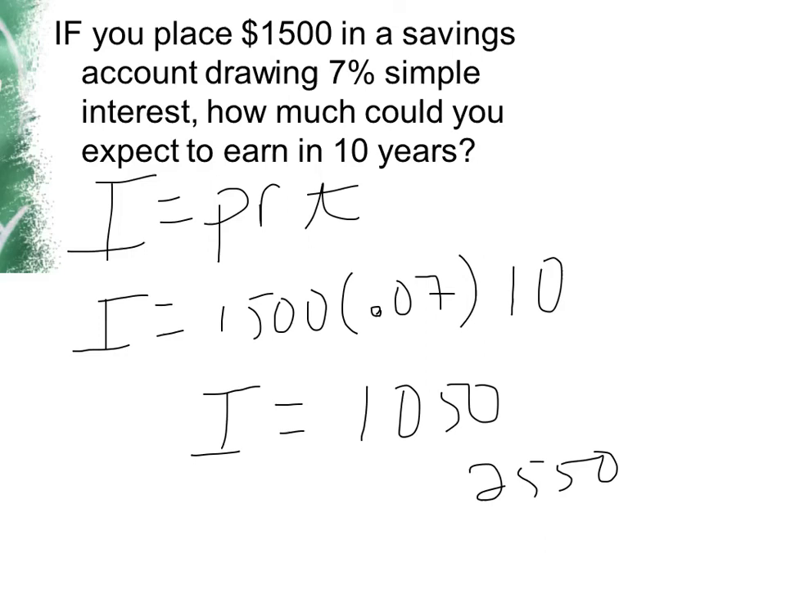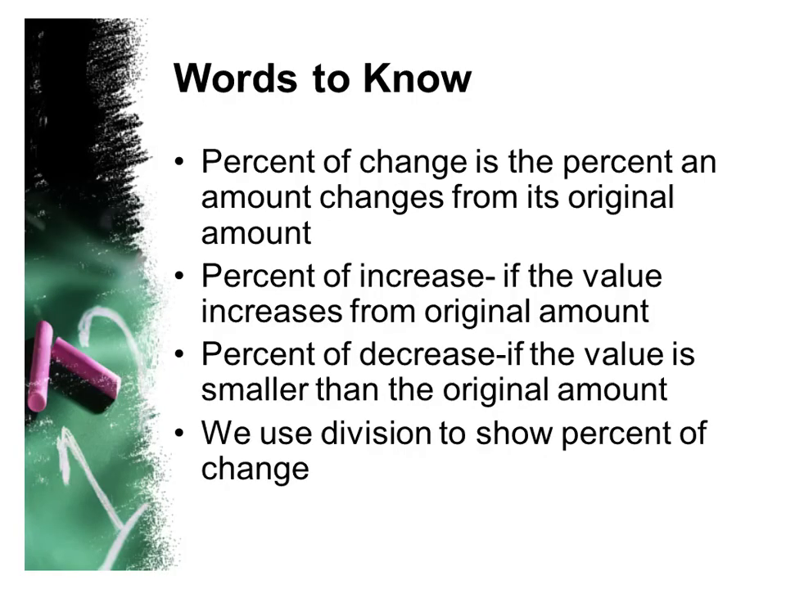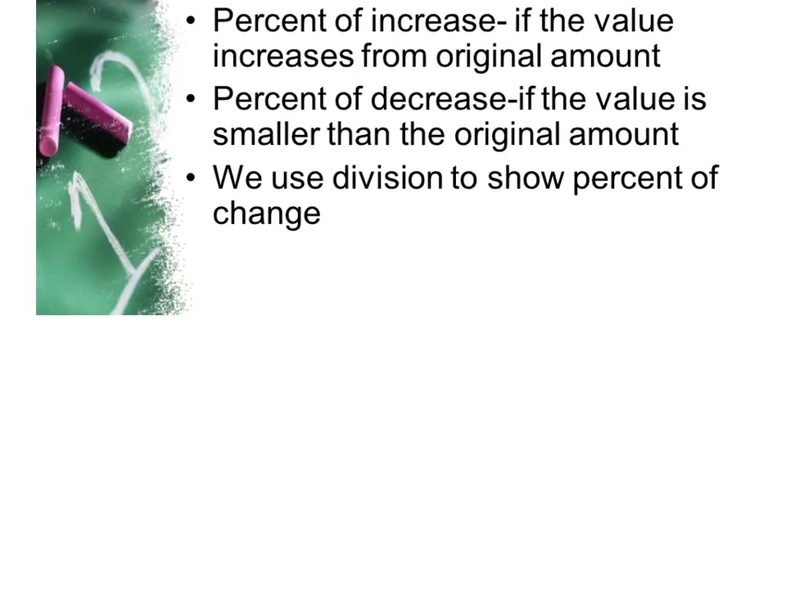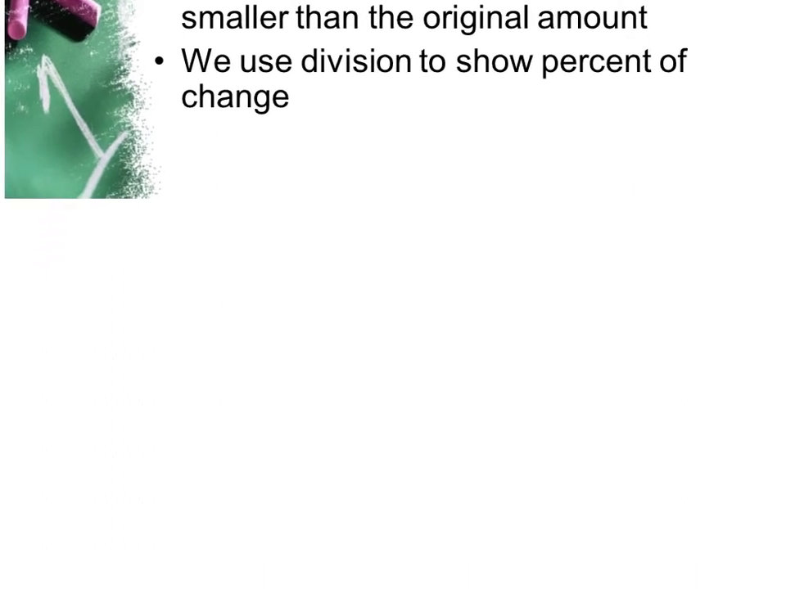But what I do want to move on to is talking about the percent change. When you're talking about percent change, this is a change in the amount from its original. So a percent increases if it increases from the original amount, and a percent decreases if the value is smaller than the original amount. We use division to show percent of change. Now there is a nice little formula that I will help you out with, and it is basically this.